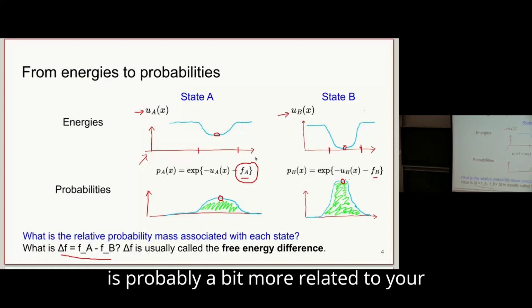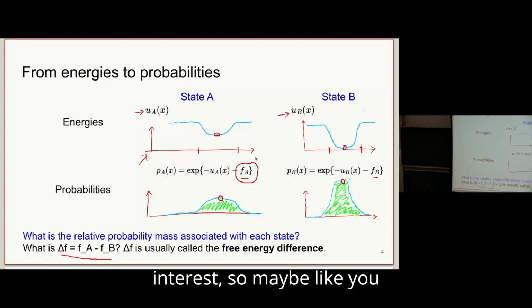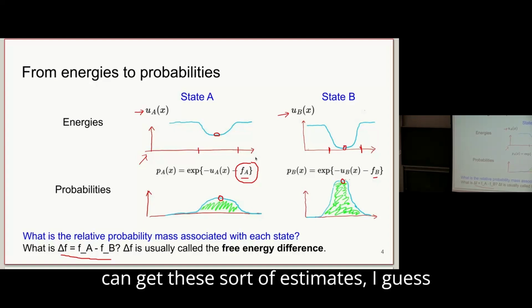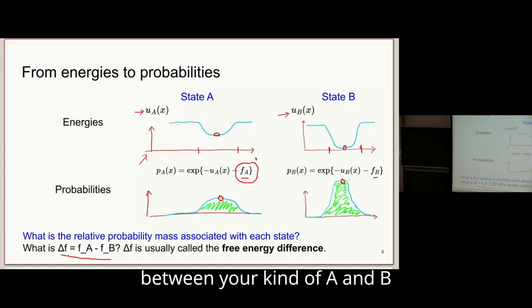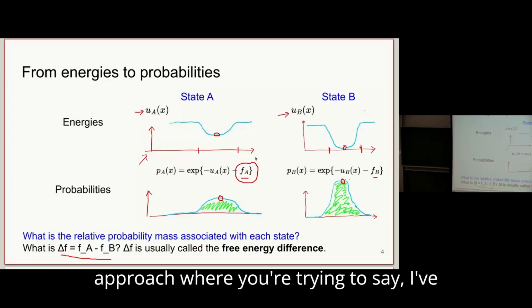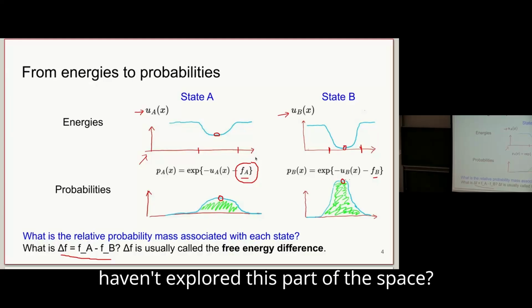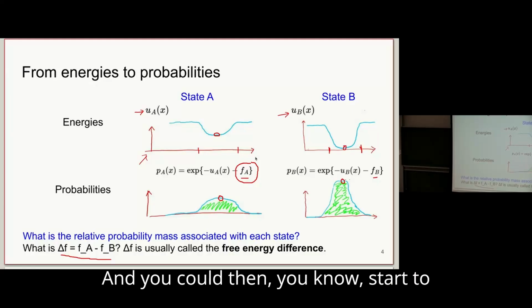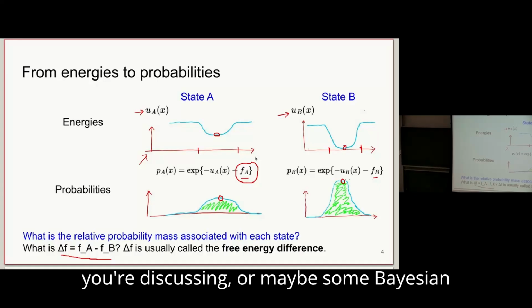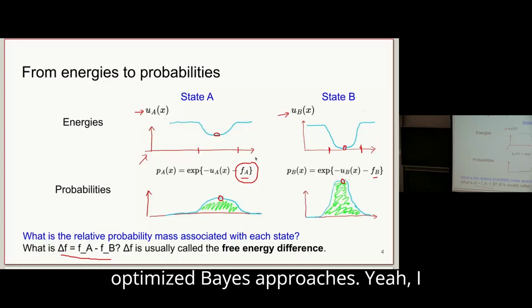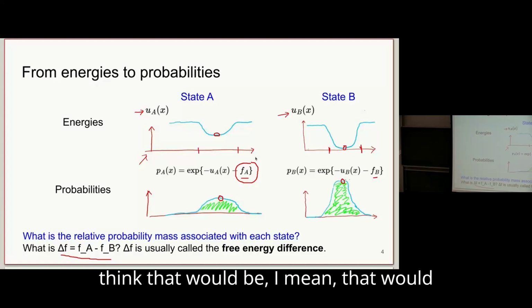A second question, which is probably more related to your interest. You could computationally get estimates between your A and B distributions, it's just that they're expensive physics calculations. So do you think there could be a Bayesian optimization approach where you say, I've got a good estimate of my SDE, but I haven't explored this part of the space? You could then start to use some of those Monte Carlo methods you're discussing. Yeah, I think that would be great.